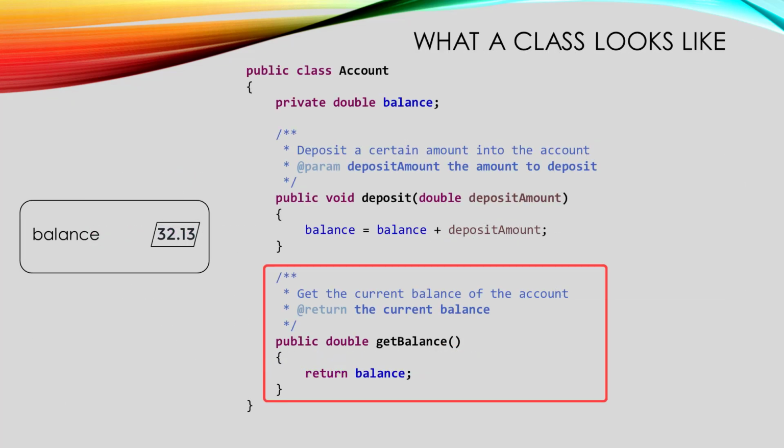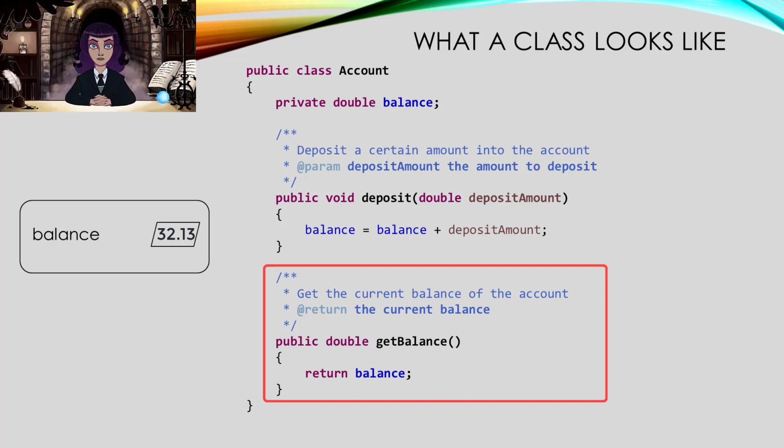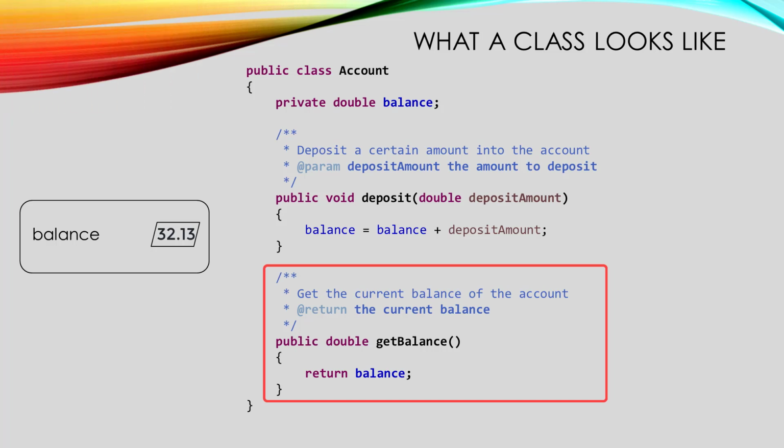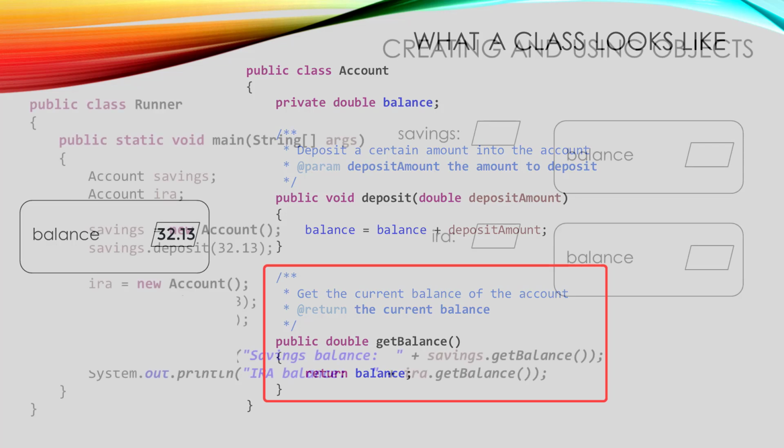The getBalance method just contains a return statement. Zoomy, what does that do? A return statement stops the execution of the method and specifies the value that the call on the method should evaluate to. That's right. So the call on the method will evaluate to the value in the balance variable, 3213.